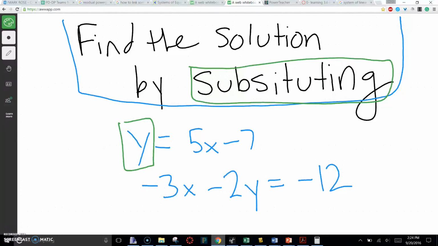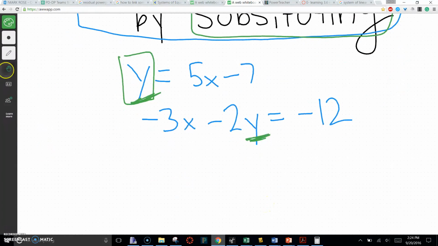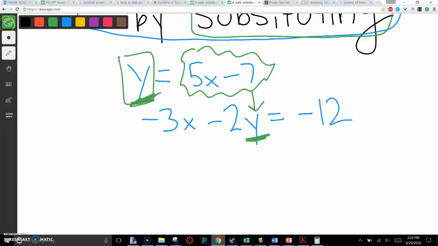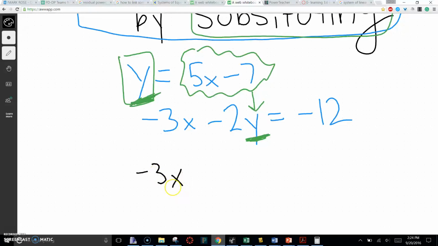Because we want to know when the lines intersect, that means both lines at one point will have the same y values. So this y will be exactly the same as this y. Substitution works off that idea. Since I know that this y will be the same as this y, I'm going to take this equation and put it in for y. So that will give me a new equation. I'll have -3x minus 2, and instead of writing y down, we know what y should be. y should be 5x minus 7.